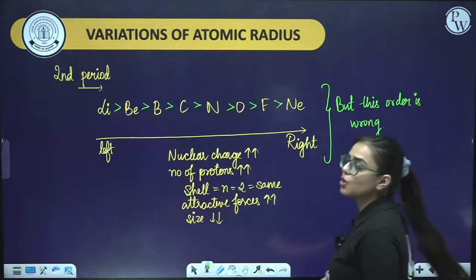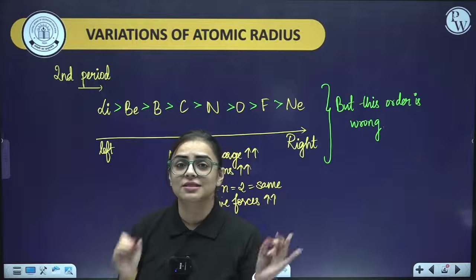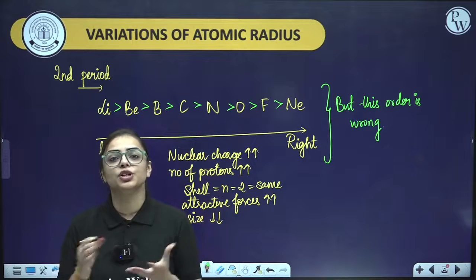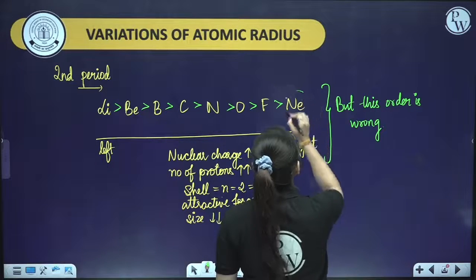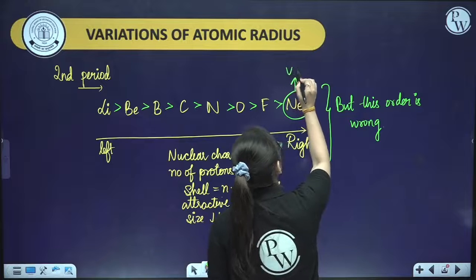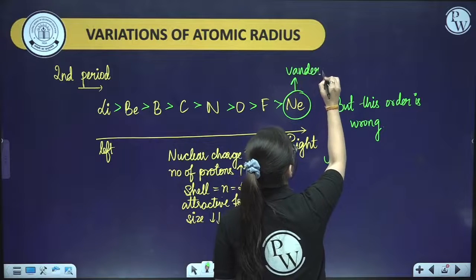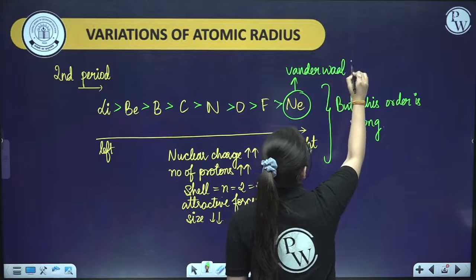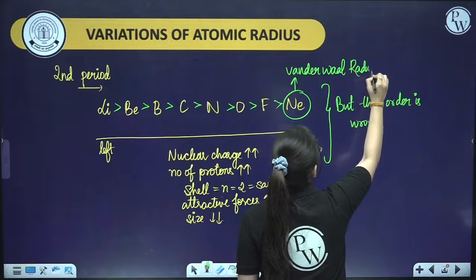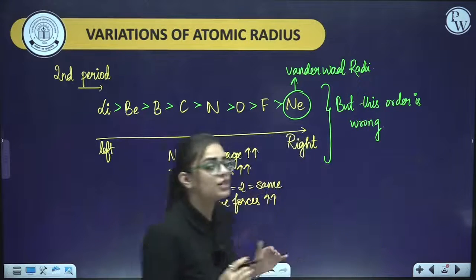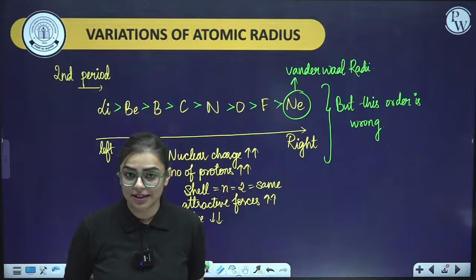Why is this order wrong, ma'am? Because neon exhibits which kind of radius? Van der Waals radii. Neon exhibits van der Waals radius, due to which it has the largest size.